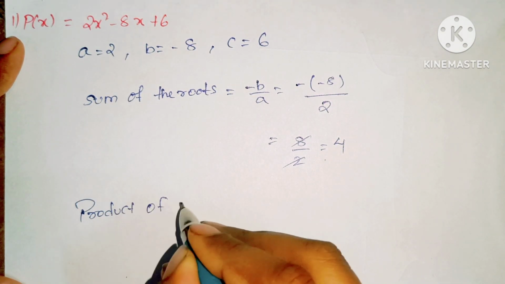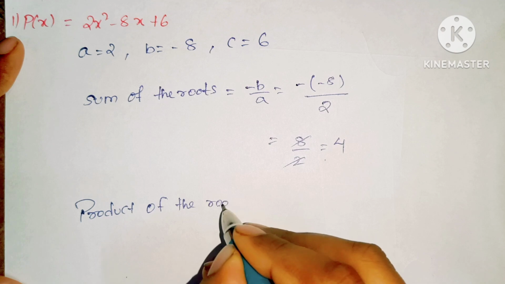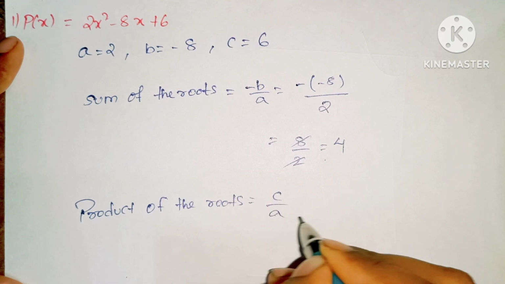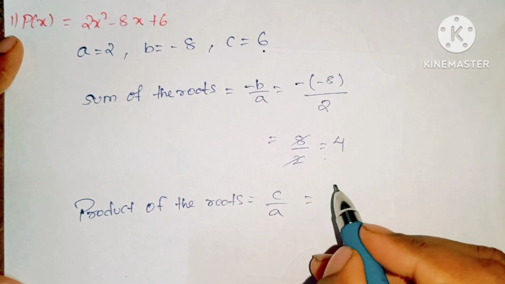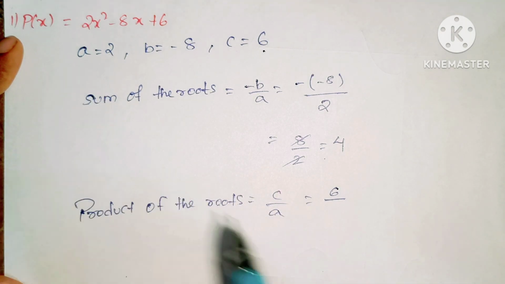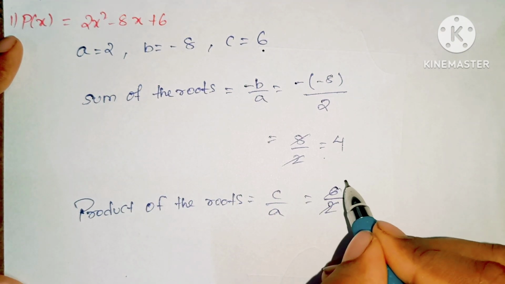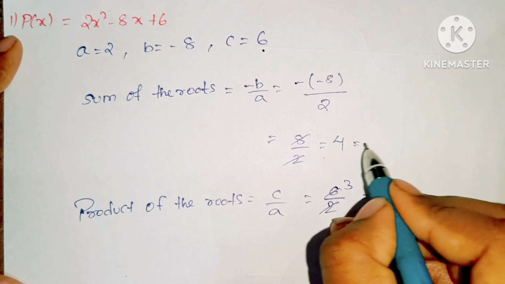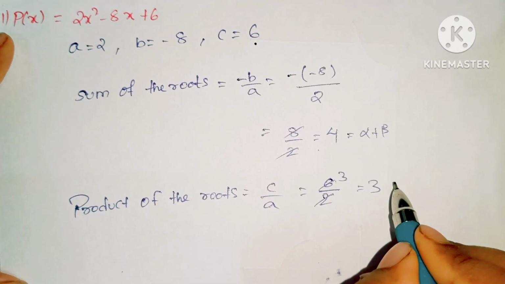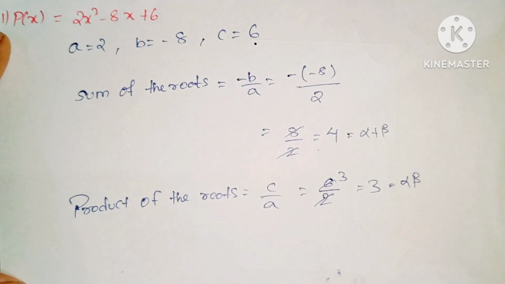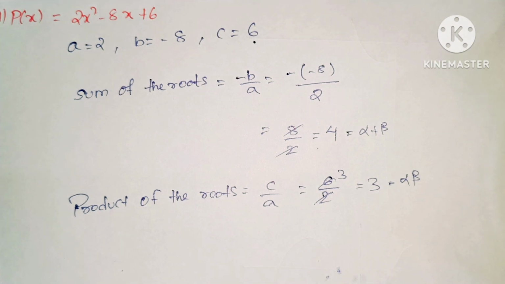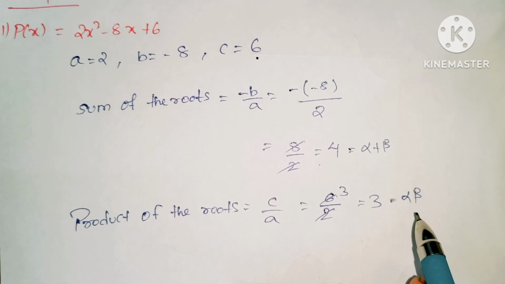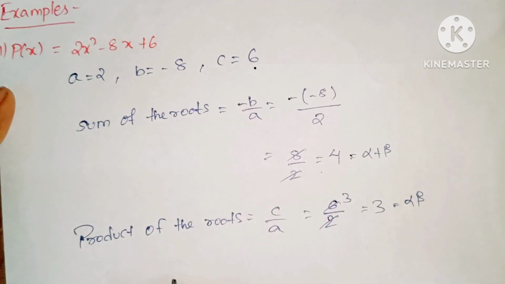Next, product of the roots. Formula? Product of roots is c by a. So c means what here? 6. By a means 2. So 3. Okay, so sum of the roots means alpha plus beta, and product of the roots means alpha into beta. So you can find out alpha and beta also. How can you find out alpha and beta?